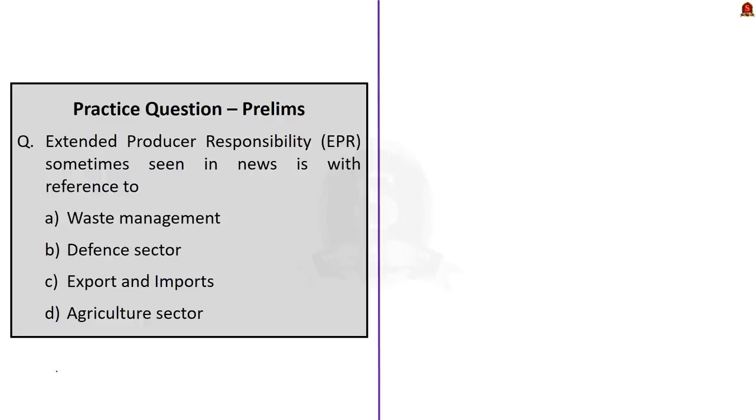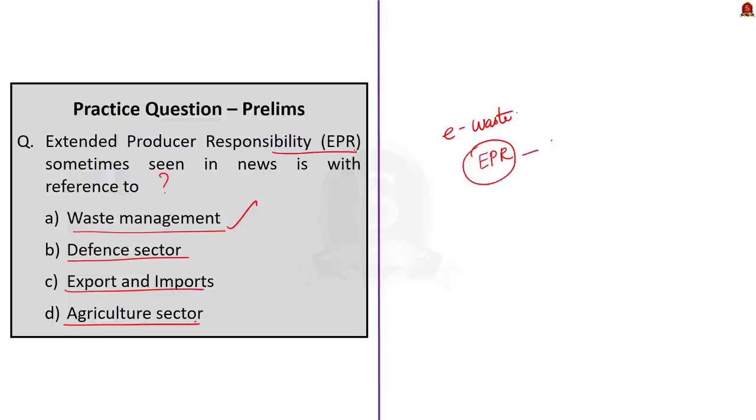Now moving on to the second question, extended producer responsibility sometimes seen in news is with reference to waste management, defense sector, exports and imports, agriculture sector. See, this is a very easy question. The answer here is waste management. We saw in our e-waste discussion, right? We saw that EPR refers to the approach in which manufacturers are assigned significant financial or physical responsibility for the treatment, disposal of post-consumer products. Producers have been made responsible for the collection of e-waste, treatment and its exchange. So the correct option here will be option A, waste management.